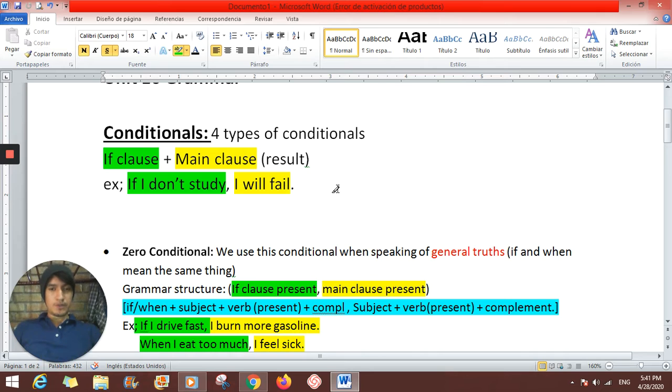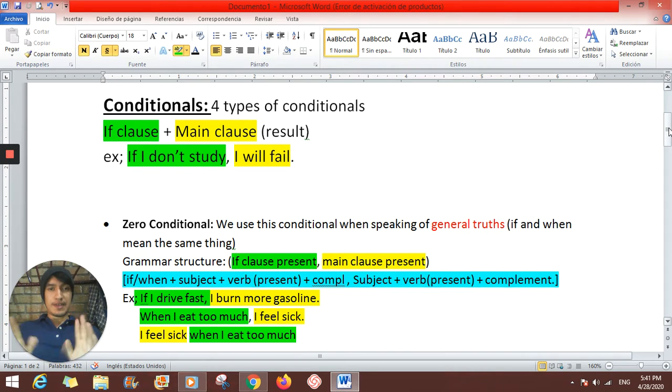To make it easier for you, I highlighted all of the if clauses in green and the main clauses in yellow. Your main clause is your result. Here's an example. Let's say you have, if I don't study, I will fail. That's your conditional sentence. If I don't study, that's your if clause. I will fail is your result clause, your main clause, okay? Now that you know that, keep that in mind. If clause in green, main clause in yellow.